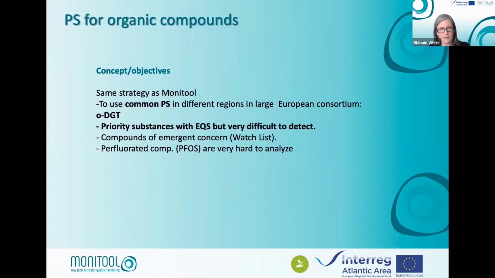The second concept uses a similar strategy to what we've used so successfully in MONITOOL, to use common passive samplers within a large European consortium for priority substances that are difficult to detect, particularly looking around the contaminants of emerging concern, things like the PFAS that are very hard to analyze. So the second concept is around passive samplers for organic compounds.